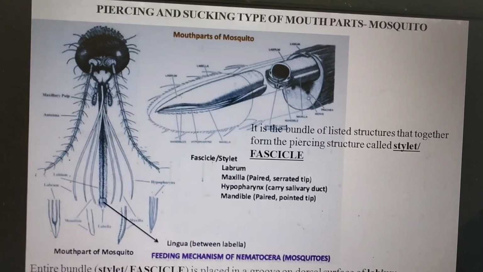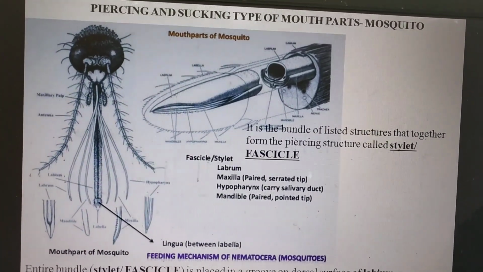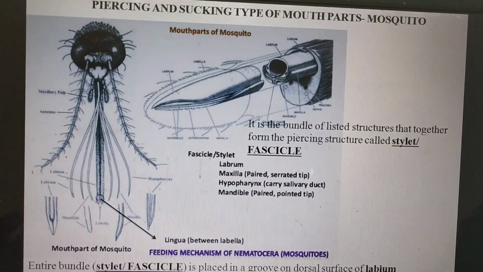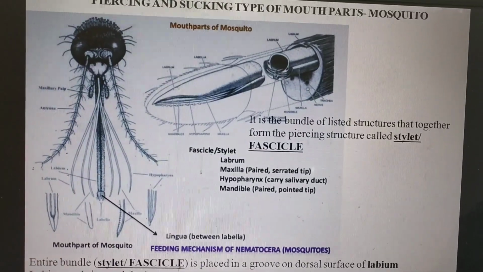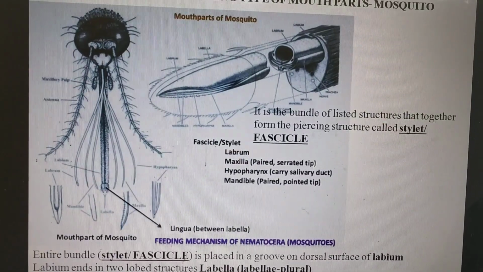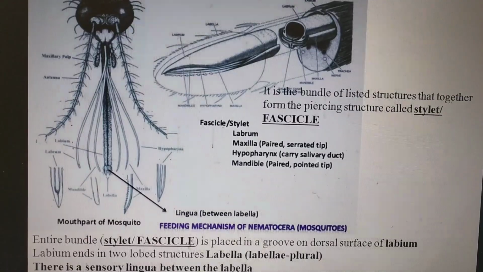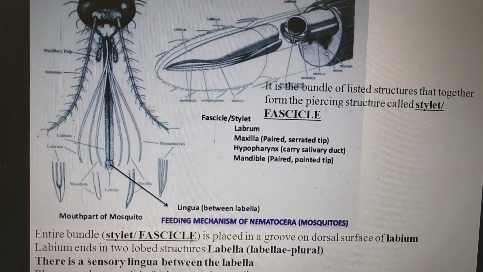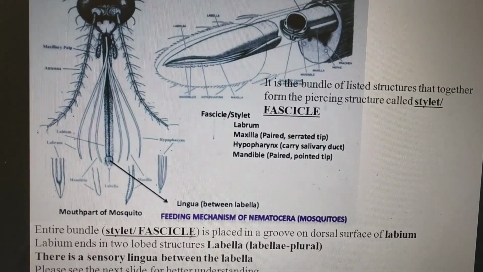So blood accumulates under the skin. We'll see it in the next slide. From that blood pool, the blood will be sucked up by negative pressure. The main structure that you see in the mosquito, which has a piercing and sucking type of mouth parts, is called the biting fascicle. As you can see here, it is the main piercing structure, which is called the fascicle or the stylet.